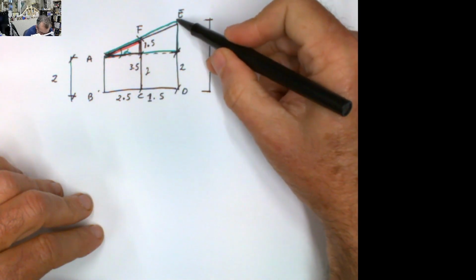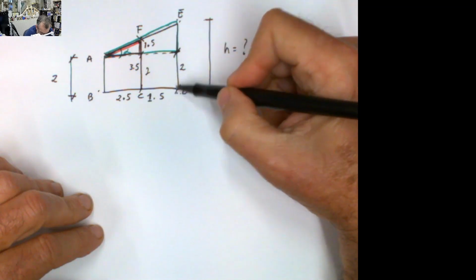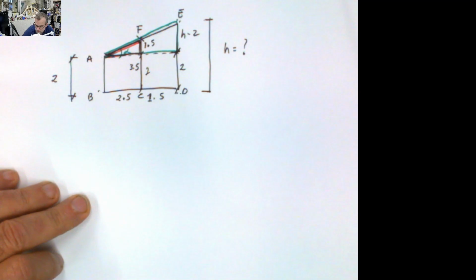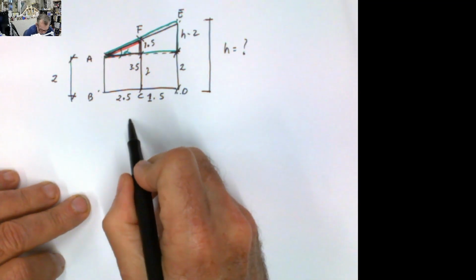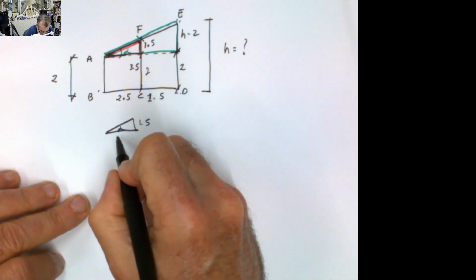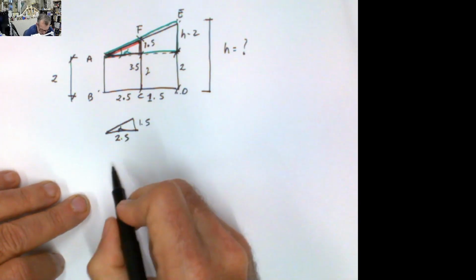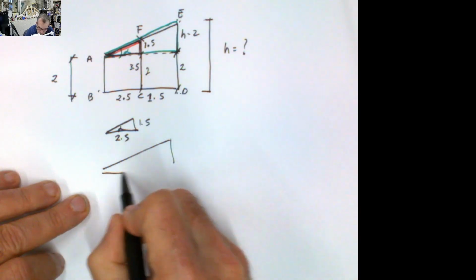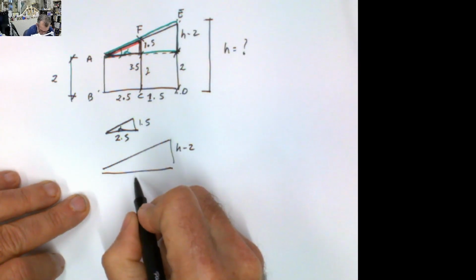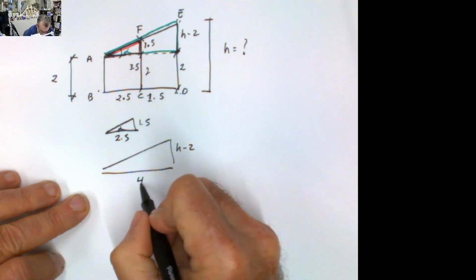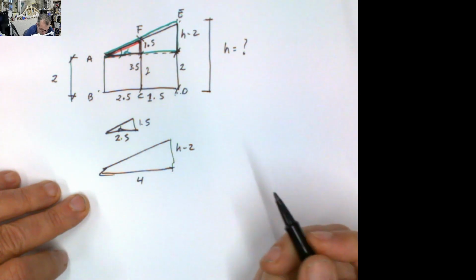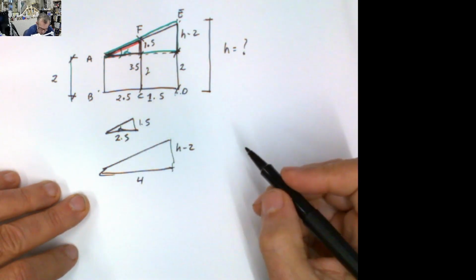And I know also that this distance is h, and this is 2, so this is going to be h minus 2. And there you go. Suddenly you have the same problem that we had before. You have this triangle, alpha, 1.5, 2.5, and then you have this other triangle here, where this is h minus 2, this is 4, 2.5 plus 1.5, 4, and then you start working your similar triangles.